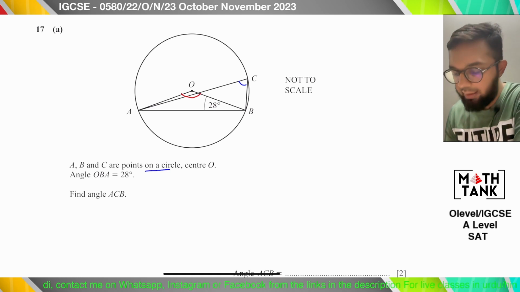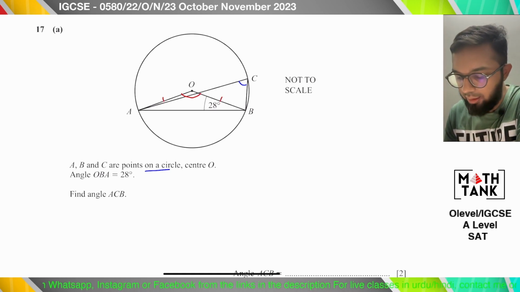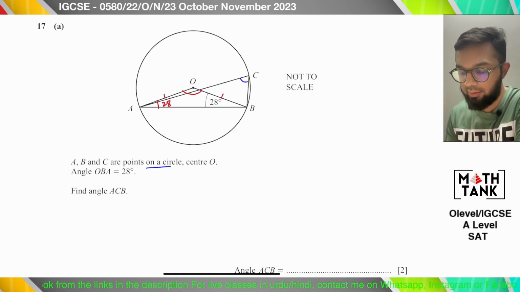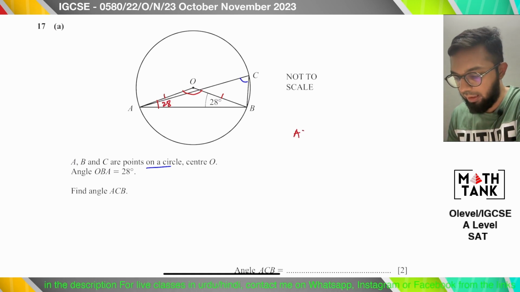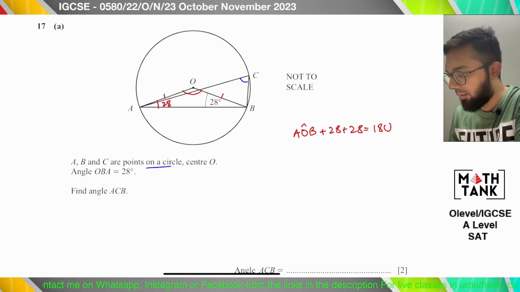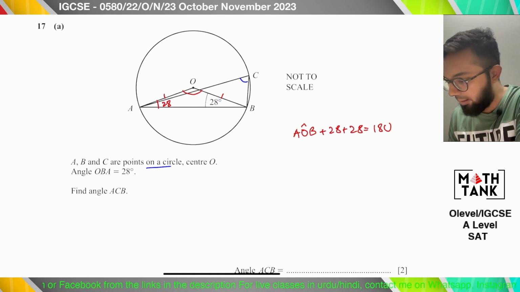Okay. What do I see? I see that OA and OB are equal. They're both radii, so it should create an isosceles triangle. So I'm going to say that AOB plus 28 plus 28 should equal 180. So what's 180 minus 2 times 28? 124.